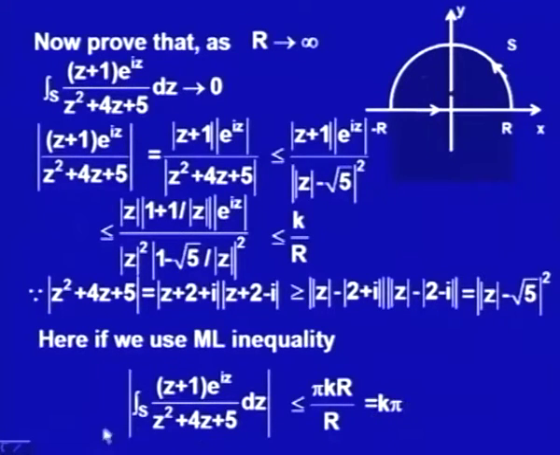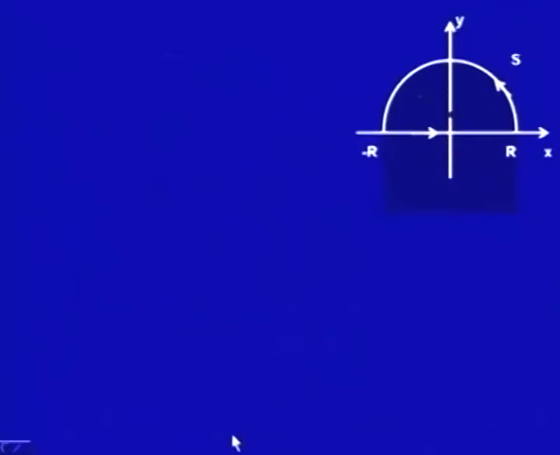So, again we have to use the method that for e to the power iz, we would not take the absolute value bound as 1, rather we would try to write it as e to the power minus r sin theta, and then for the integral along that semicircle S we find a finer bound.